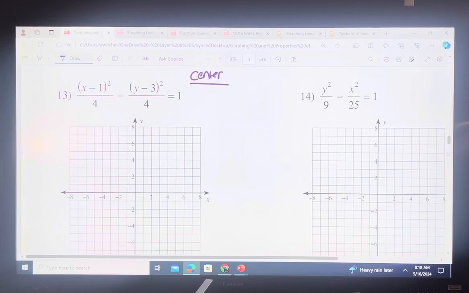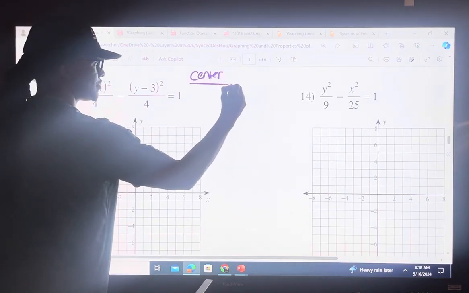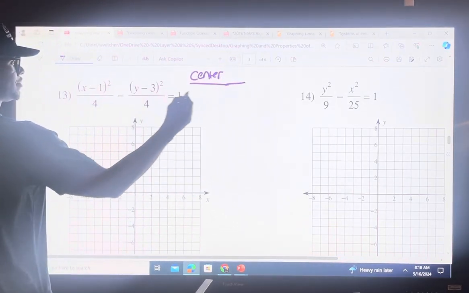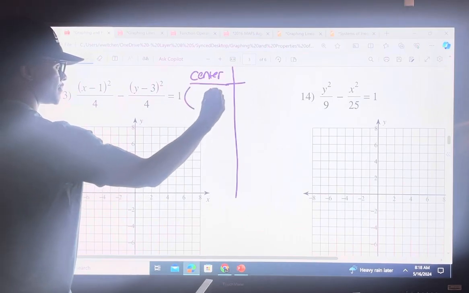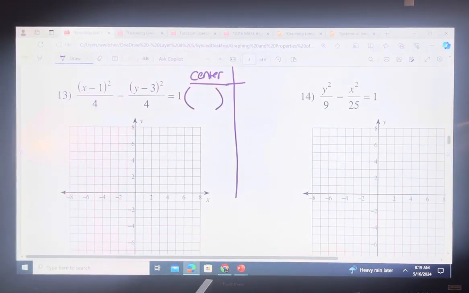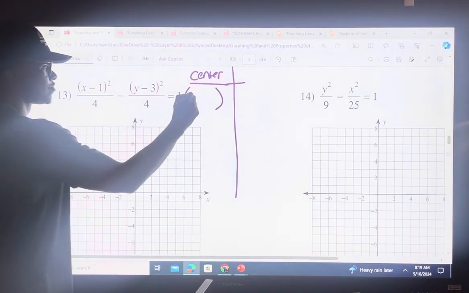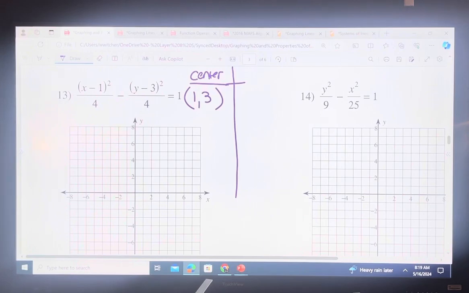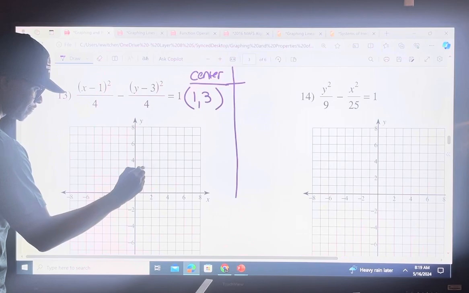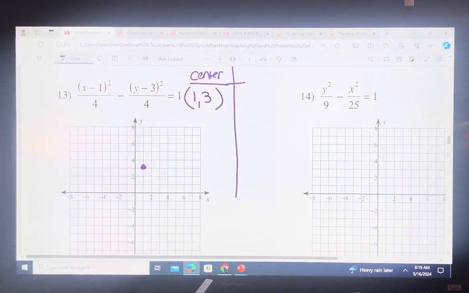First thing we got to notice, the center is off. What's your center here? 1 and 3. Yeah, 1 and 3. So if you want, you can go ahead and throw that on the chart. 1 and 3 will be here as your center. Now let's get those vertices.